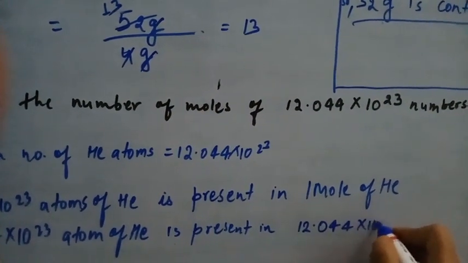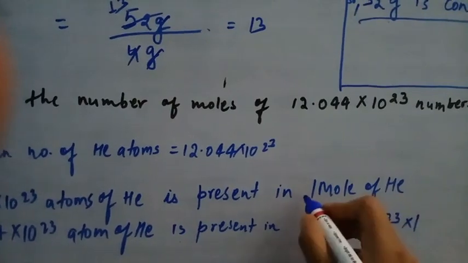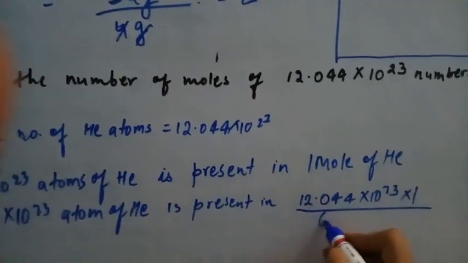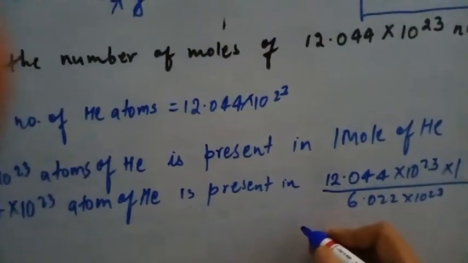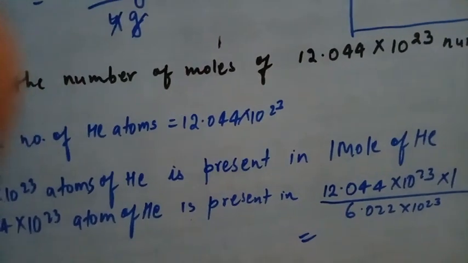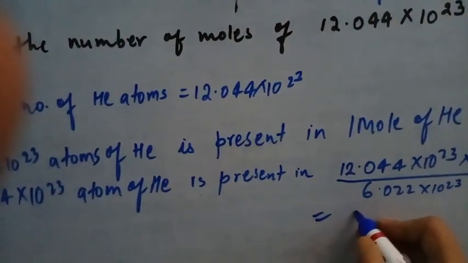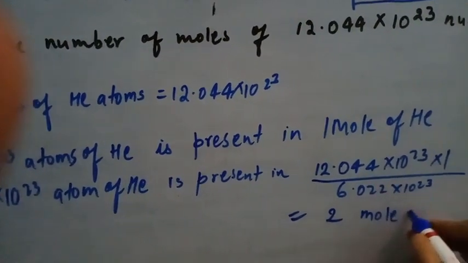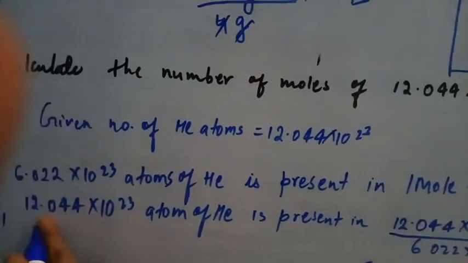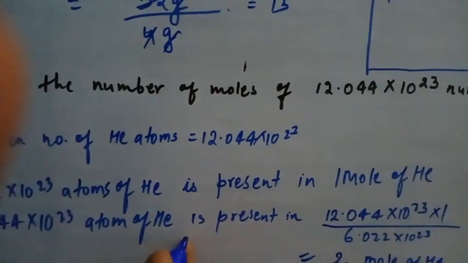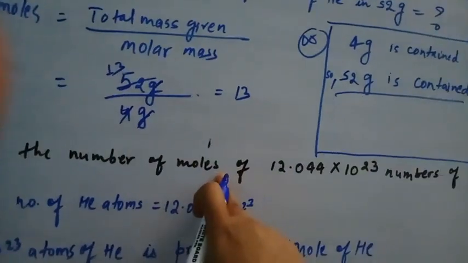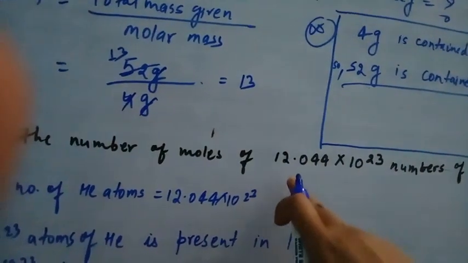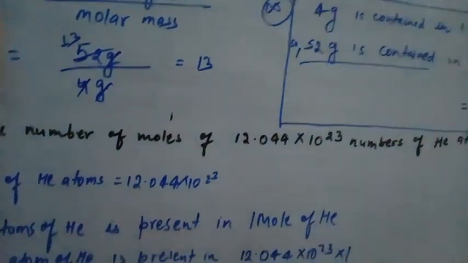12.044 into 10 to the power 23 into 1 mole divided by 6.022 into 10 to the power 23. You know the upper one will go divided by. Okay, and you will get the answer as 2 moles of helium. So 12.044 into 10 to the 23 atoms of helium is present in 2 moles of helium. So 2 moles of helium is contained in this much number of helium atoms.